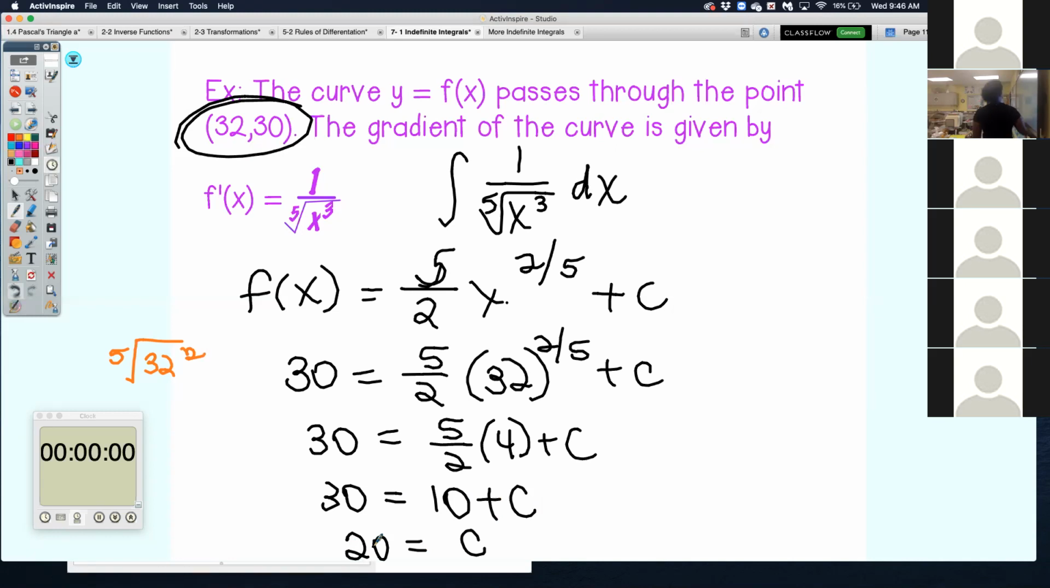So my function that has the gradient of the curve given by that derivative and passes through the point (32, 30) is 5 over 2 x to the 2/5 plus 20.